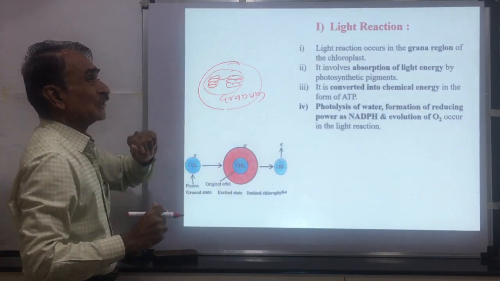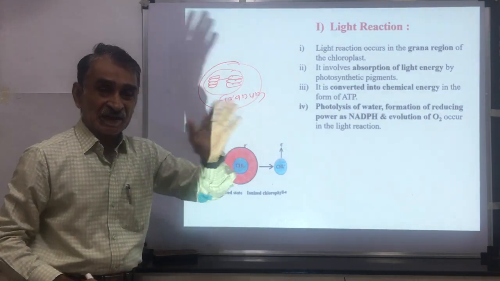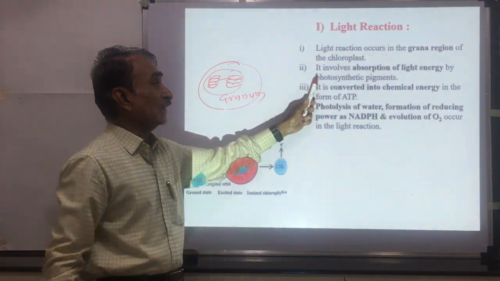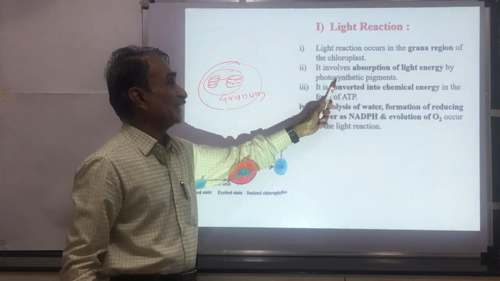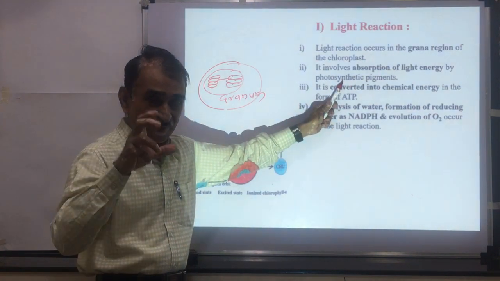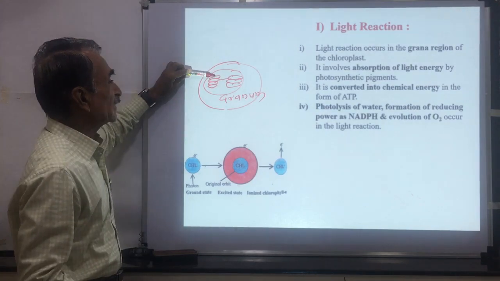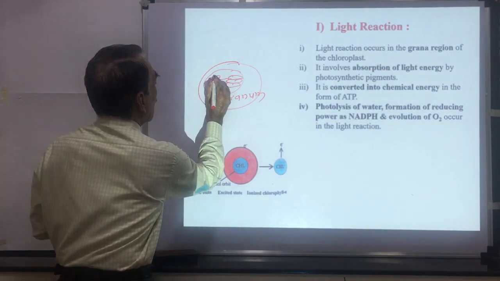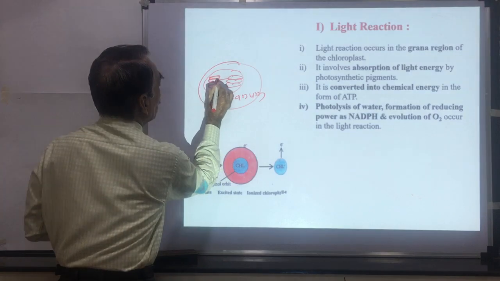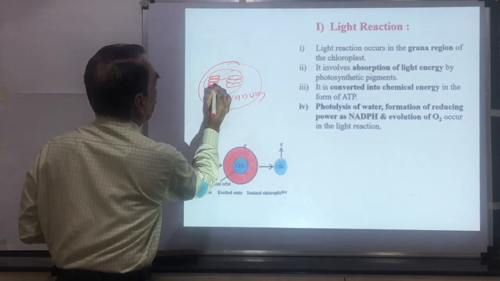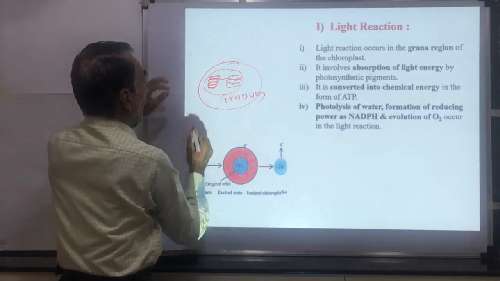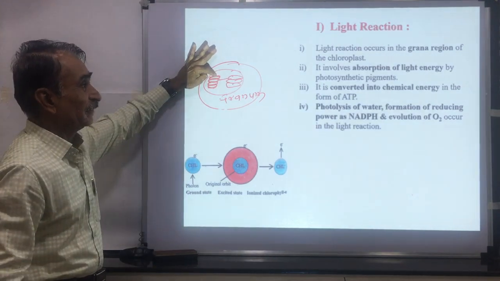So in the granular regions of a chloroplast, this light reaction occurs. It involves absorption of light energy by photosynthetic pigments. We know that photosynthetic pigments are present in the membranes of these thylakoids. This is a thylakoid. These thylakoids are placed one above the other to form a granum. In the membranes of thylakoids, photosynthetic pigments are present.